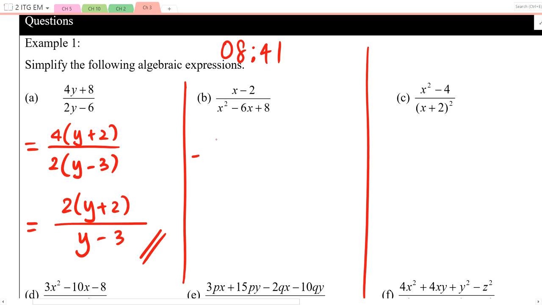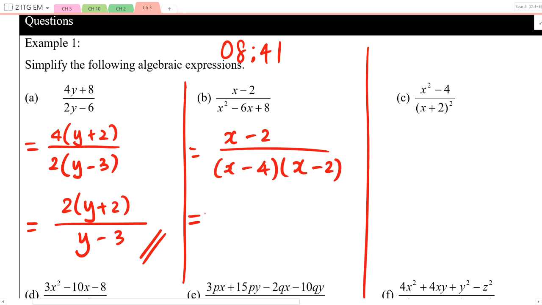Okay, so we have x minus 2 divided by x minus 4 times x minus 2. Right? Okay, now, what is the common factor? The x minus 2 is the common factor. If you're uncomfortable, we can always place it in a bracket. And then you can cancel it away. So we're left with 1 over x minus 4.